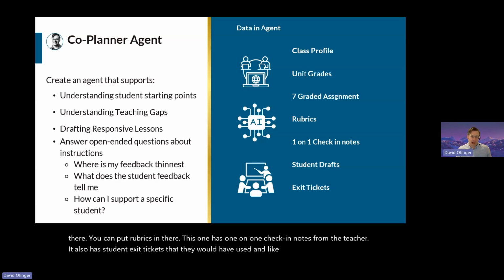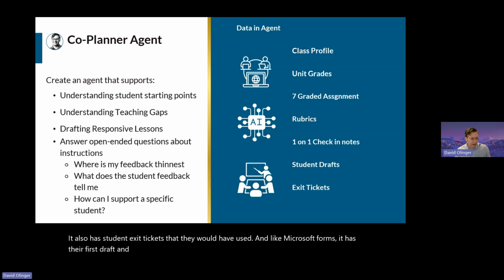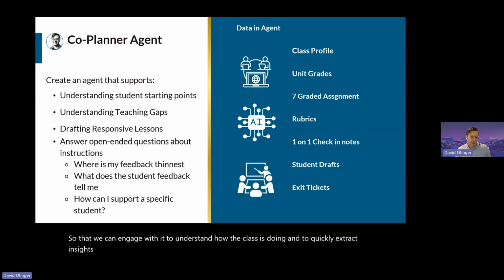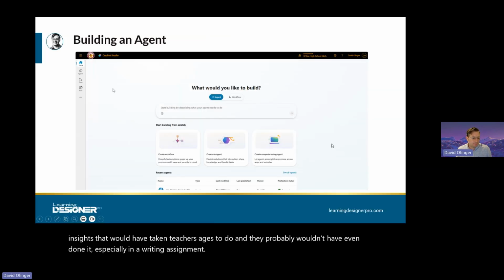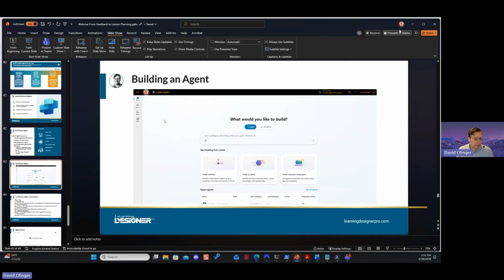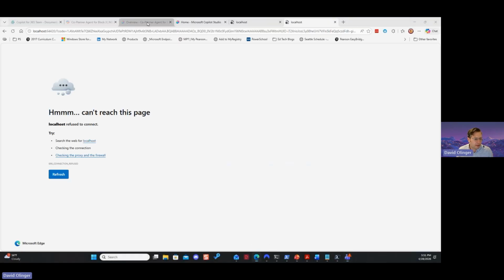It has their first draft and their second draft in there, and it's analyzing all of this data so that we can engage with it to understand how the class is doing and to quickly extract insights that would have taken teachers ages to do, and they probably wouldn't have even done it, especially in a writing assignment. So I'm actually just going to get into Copilot Studio here so you can see what this looks like.